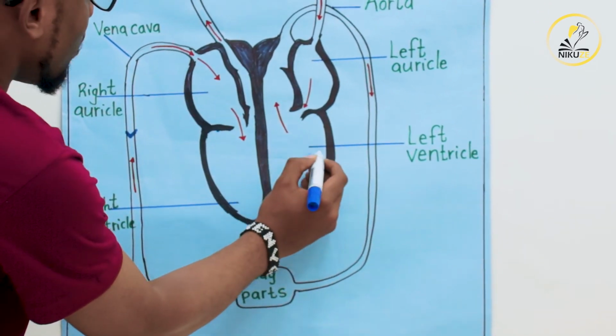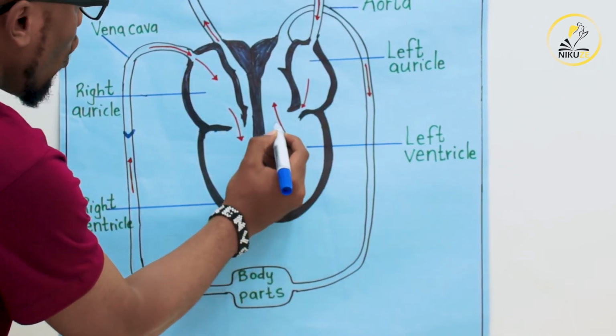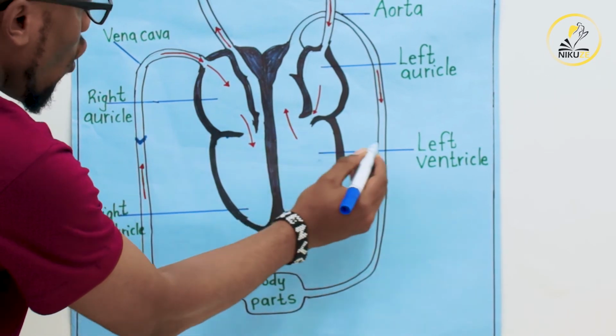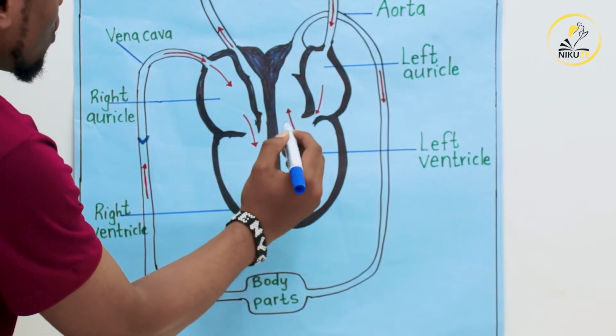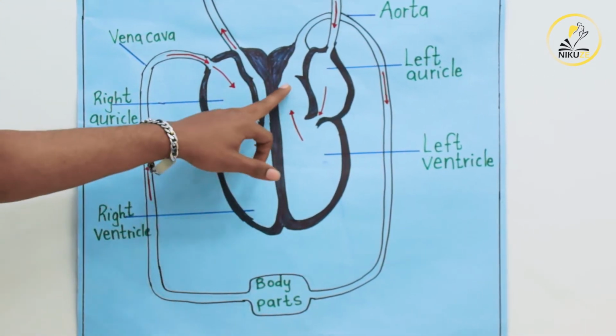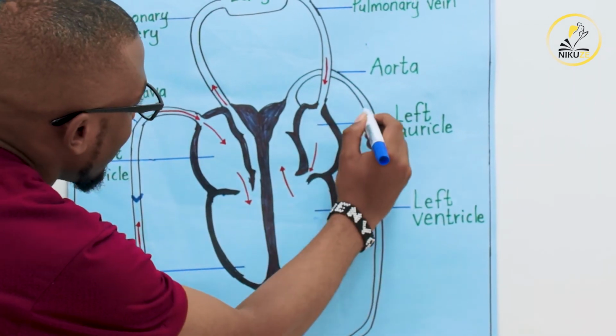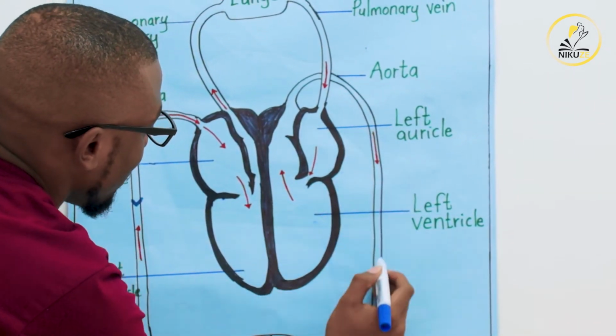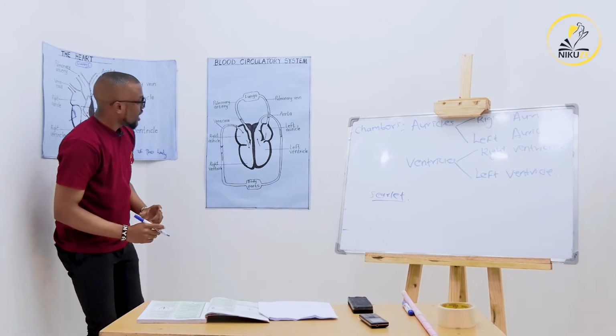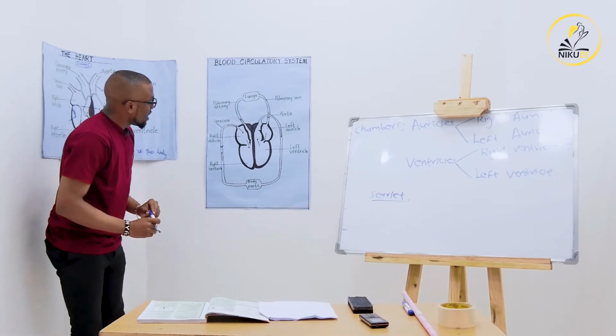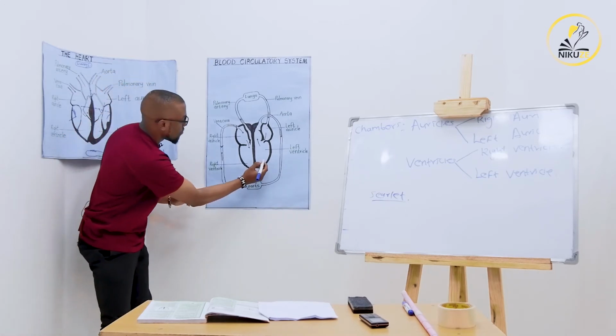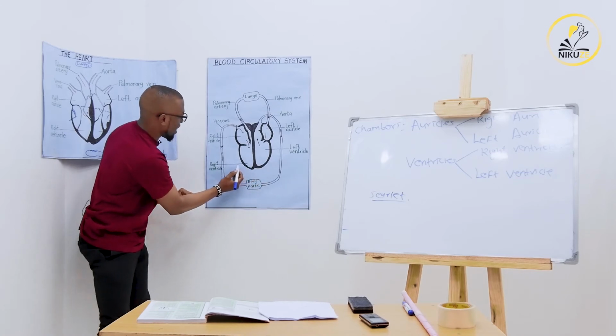You see, it will pump the blood again to all parts of the body through what we call the aorta, and that is why again the arrow is coming on this side. Are you getting that? Now, you might ask yourself a very common question: why is it that this left ventricle is thicker than the right ventricle?